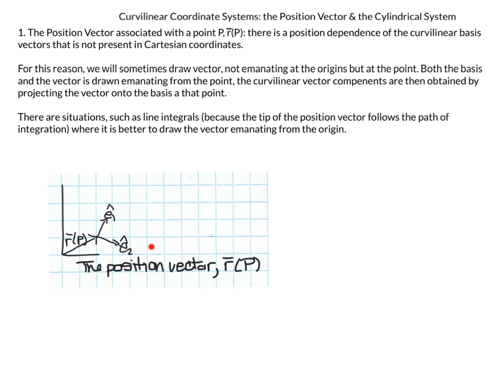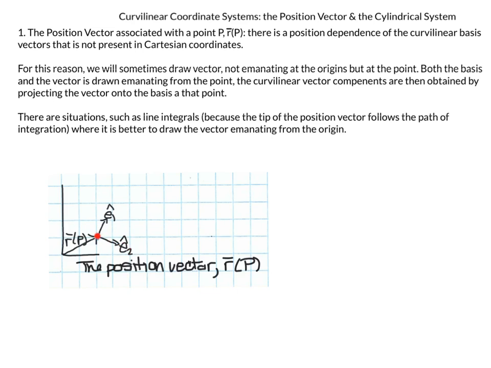So here I have an example. Here I have our position vector, which is 2, 1. And then at this point 2, 1, we might have our first basis vector E1 that points in this direction and E2 that points in this direction here.